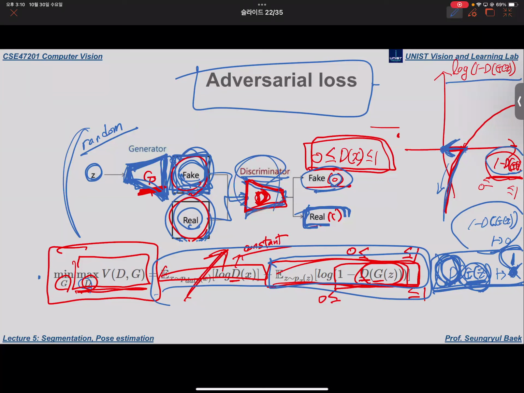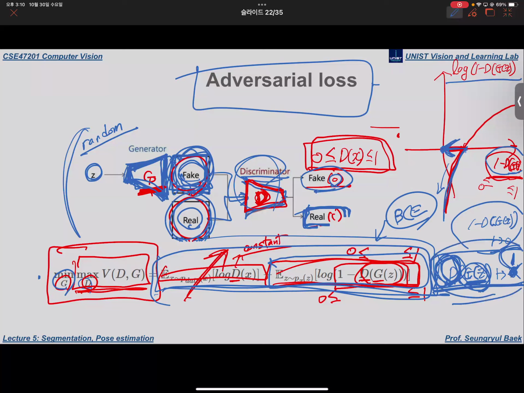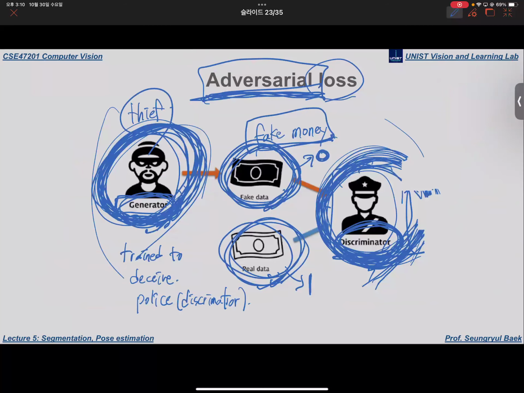Okay. Because of this loss function, the discriminator is now trying to discriminate the fake data and real data. They are trained using that. Actually, you can see that that's the BCE loss, binary cross entropy loss, okay? But on the generator side, it learns to deceive the discriminator to say that the fake data, the generated data, is real data. So this is the adversarial loss, additionally used.